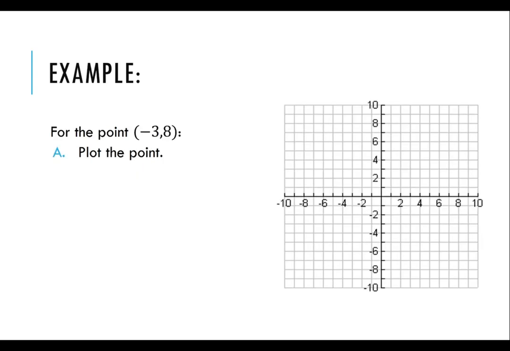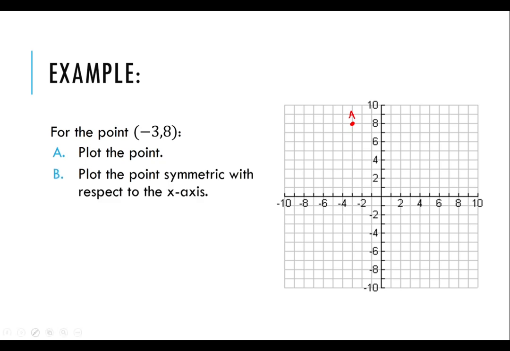So given the point (-3, 8), we want to plot that point. First, negative 3, then 1, 2, 3, 8. Negative 3, 8, that's our point. Plotted. Perfect. Plot the point symmetric with respect to the x-axis. So we're looking for the mirror image across the x-axis. If you folded this in half on the x-axis, where would A land? Well, it would land way down here at negative 8. That would be the mirror image across the x-axis. So that's the x-axis symmetric point.